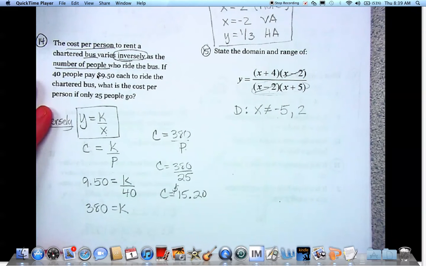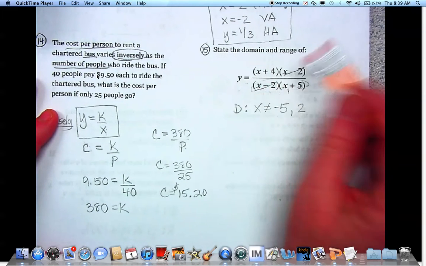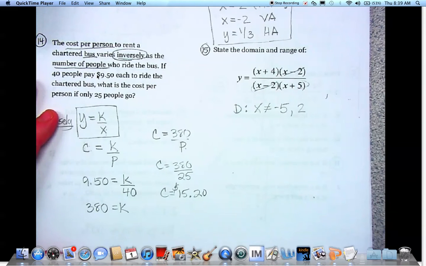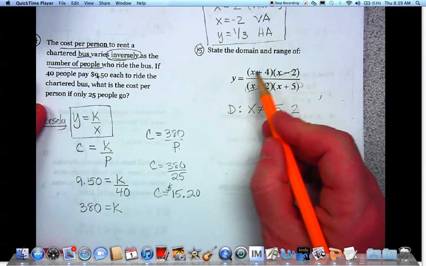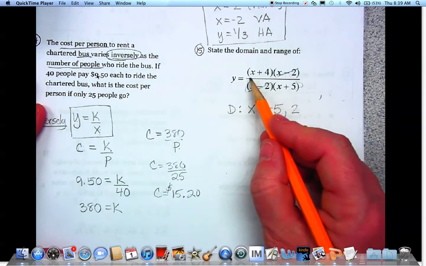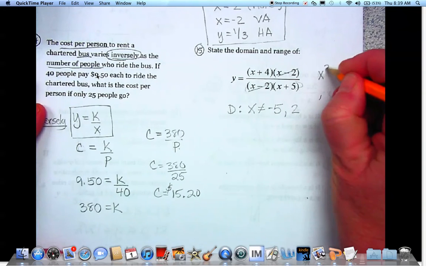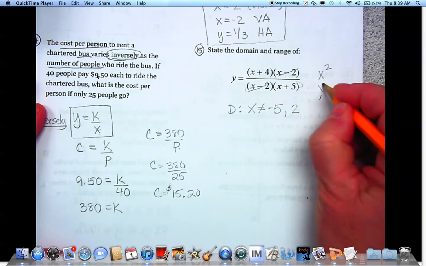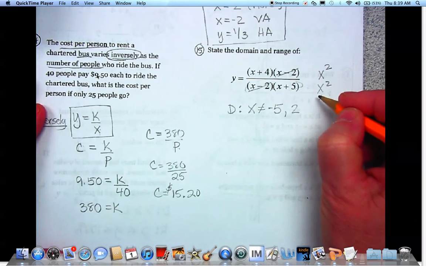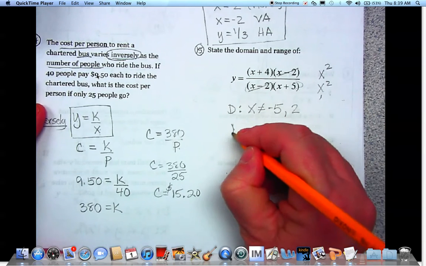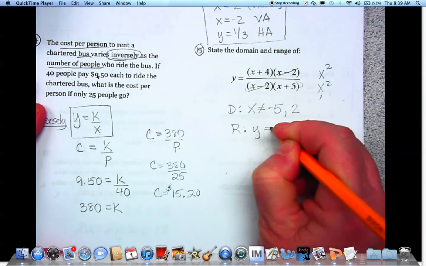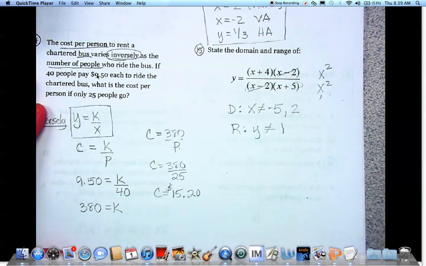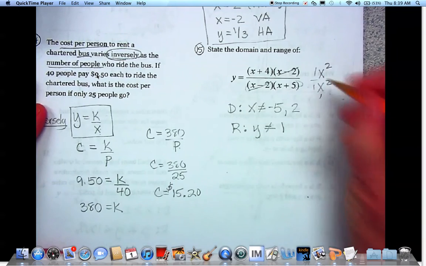And then range. Be careful on the range. You would need to multiply this out. You would have x times x, which is x squared, and down here x times x is x squared, and they both have a 1 in front, don't they? So the range, y cannot equal what? 1. Right.